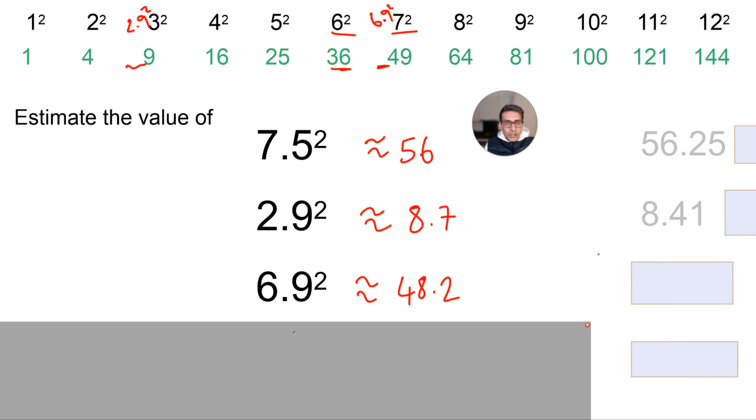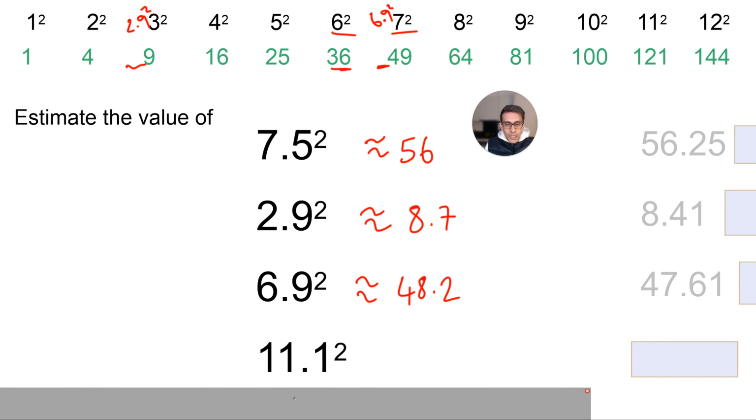48.2. Let's see what the answer is here. The answer is 47.6. So that's a good estimation. I'll be curious to know what you estimated it to. And 11.1 squared, what will that estimate to? Take a moment to work that out.